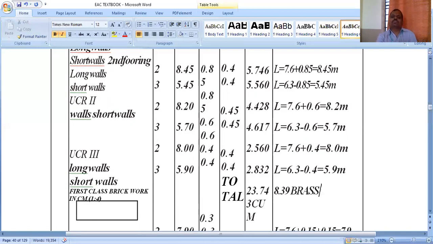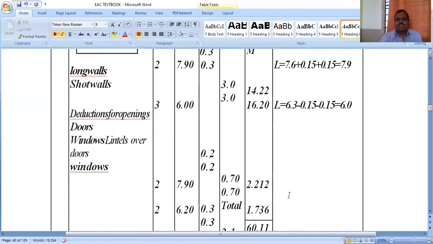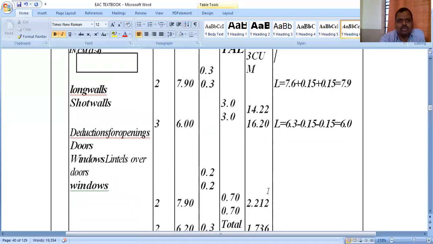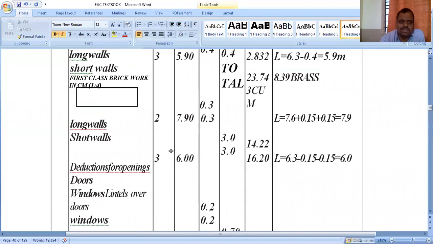In this manner, we should be able to calculate all the quantities in cubic meter as well as for that of brass also. After this, we'll see how to calculate this, the next item. It is first class brickwork in cement mortar 1:4. Okay, now how to calculate it?